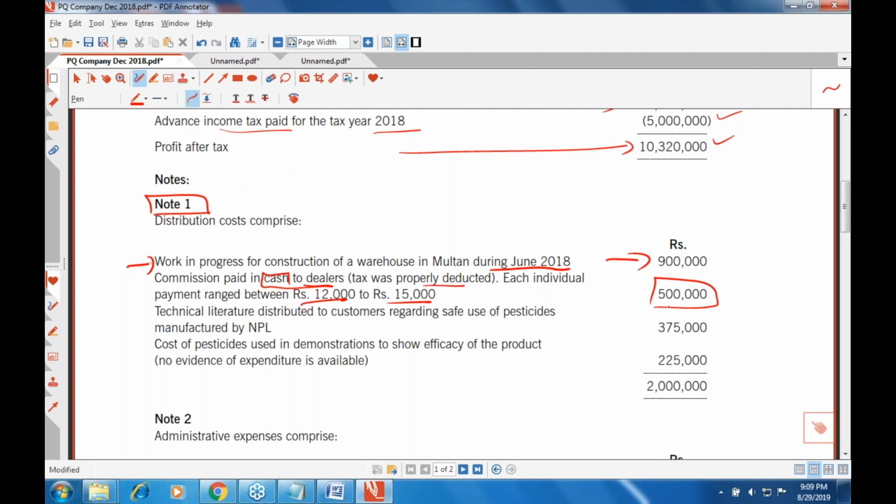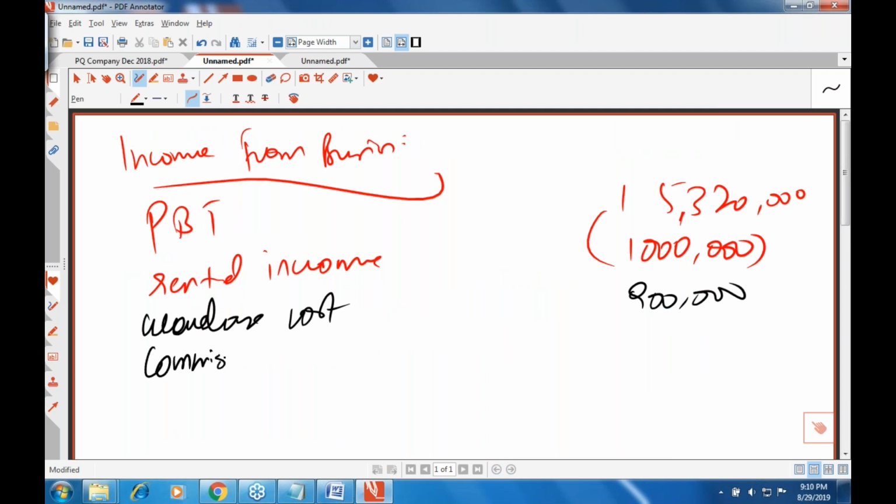What is the second aspect to it? All of the payments are above 10,000. If the payments are above 10,000, you cannot claim them as an expense. So the commission paid in cash is not going to be an allowable expense. So 500,000, which is the commission paid in cash, needs to be added back.